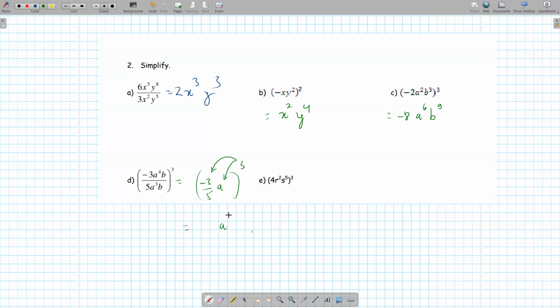So you get A cubed, A power 3, and then you would get negative 3 over 5 to the power of 3. Negative 3 cubed is negative 27. Again, this 3 applies to the negative 3 and also the denominator 5. And 5 cubed is 125, and that'll be the final answer.